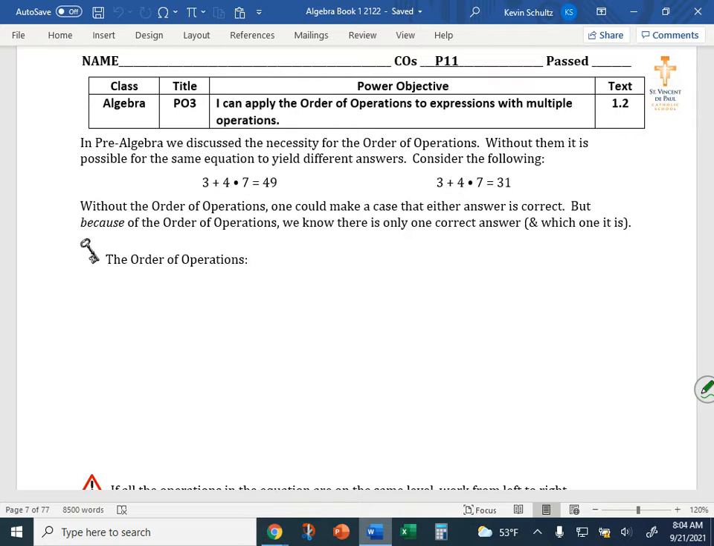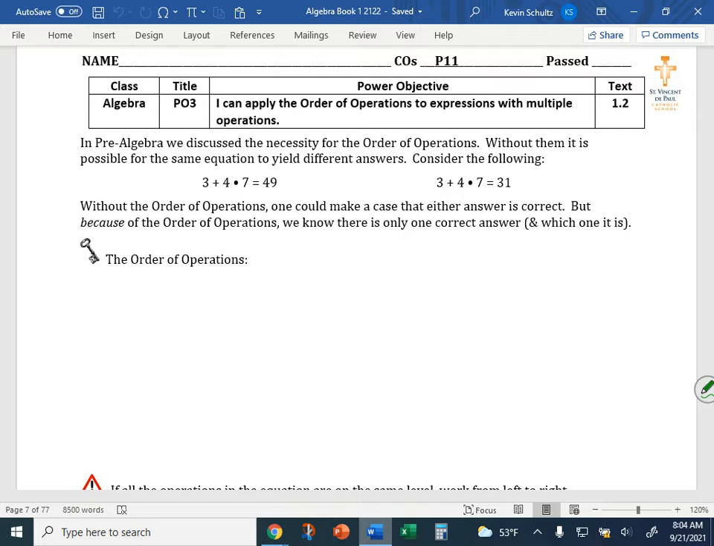Right? Because if I ask you for 3 plus 4 times 7, and in my head, I want 49, but you say 31, and you could make a case for why that's right, that's going to be a problem. Okay? So, first of all, let's go through how could 3 plus 4 times 7 equal 49? How could you make a case that that is the correct value?